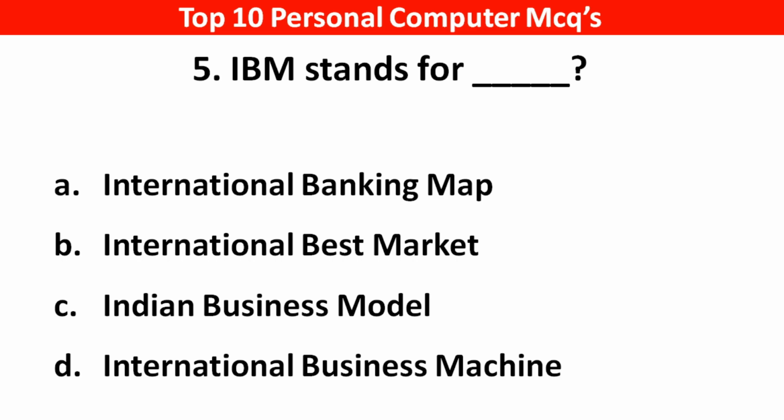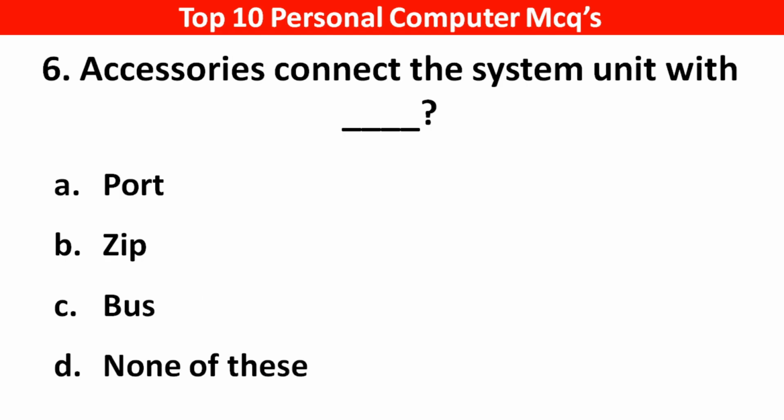Next question. IBM stands for dash dash. Options A, International Banking Map. B, International Best Market. C, Indian Business Model. D, International Business Machine. Right answer is option D, International Business Machine. Next question. Accessories connect the system unit with dash dash. Options A, port. B, zips. C, bus. D, none of these. Right answer is option A.